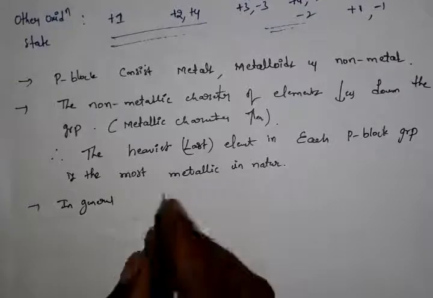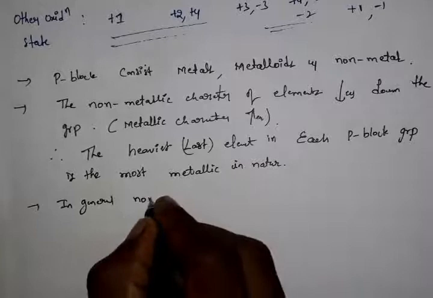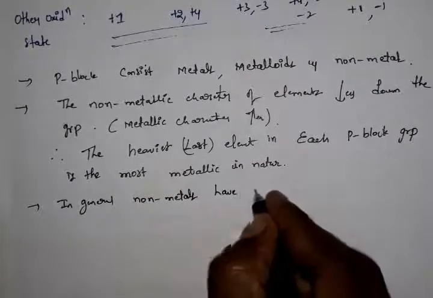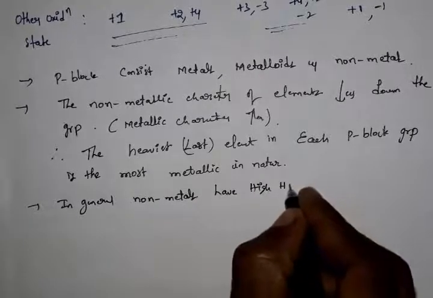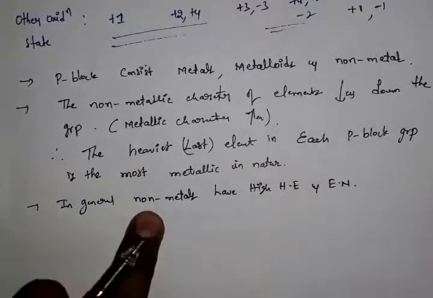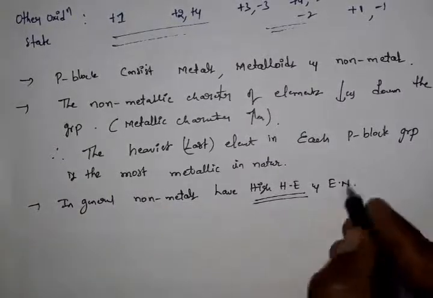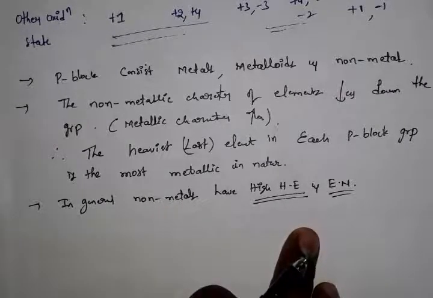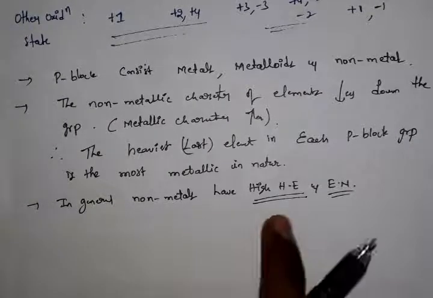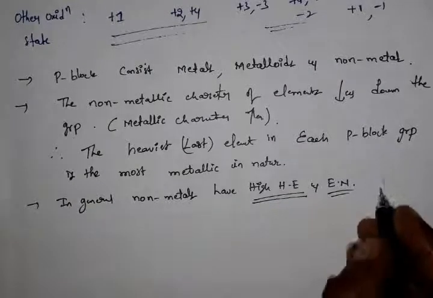Next, in general, due to their small size, non-metals have high ionization enthalpy and electronegativity. Non-metals are generally small in size, so these non-metals have high ionization enthalpy and electronegativities than metals.